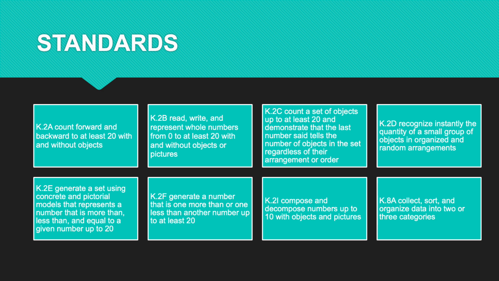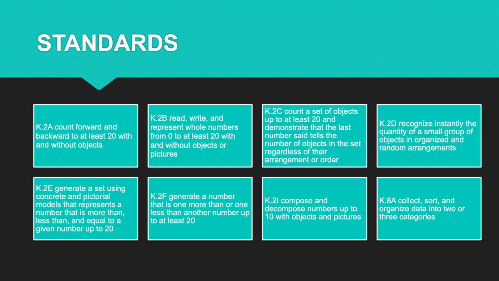The standards addressed in Module 1 include: students will count forward and backward to at least 20 with and without objects. They will read, write, and represent whole numbers from 0 to at least 20 with and without objects or pictures. They will count a set of objects up to at least 20 and demonstrate that the last number said tells the number of objects in the set regardless of their arrangement or order.